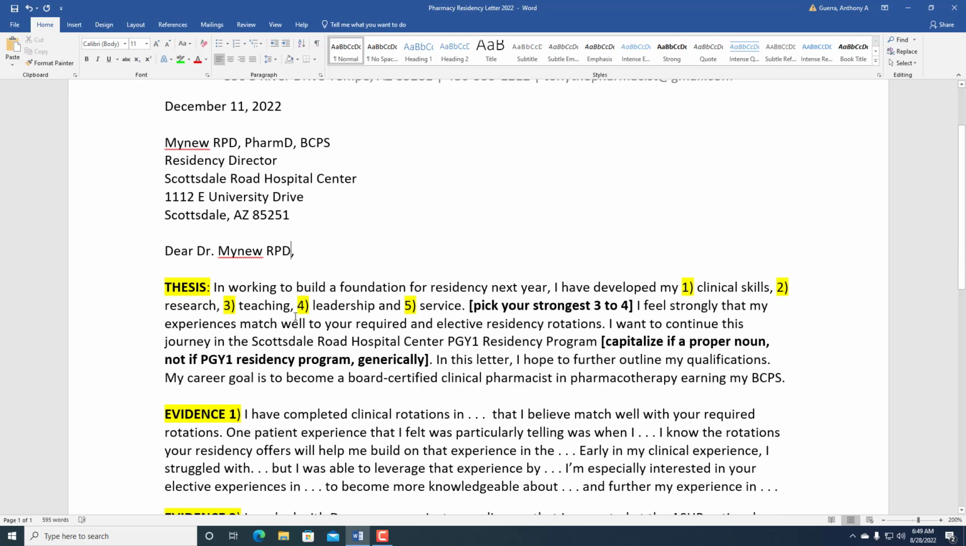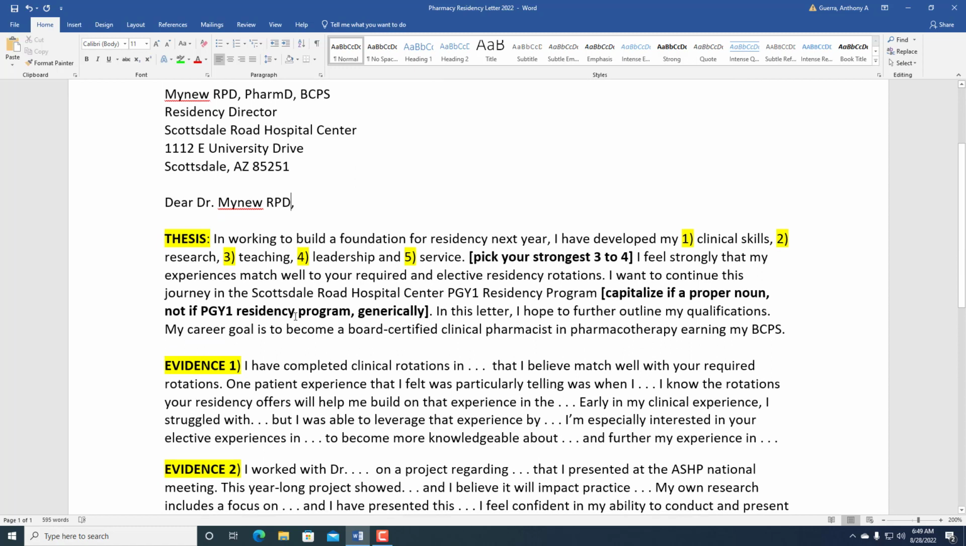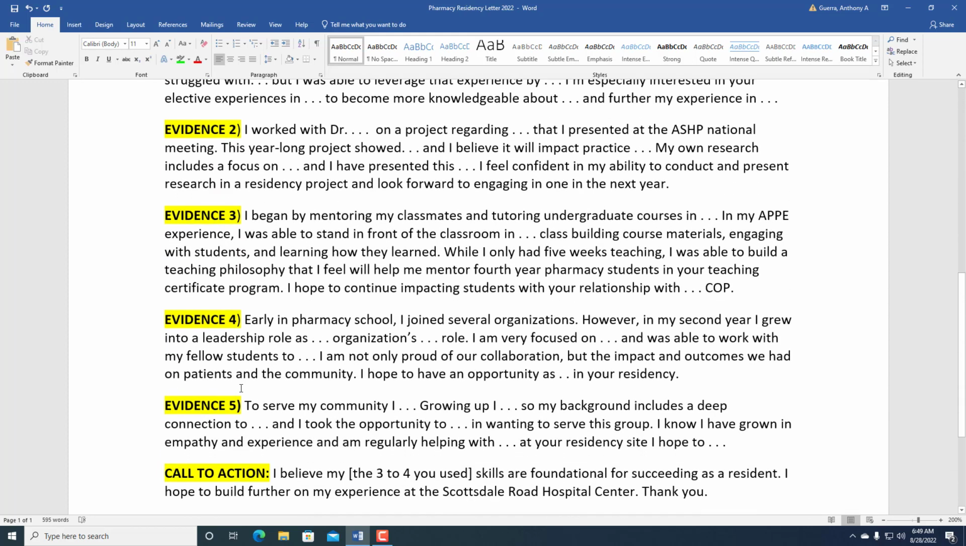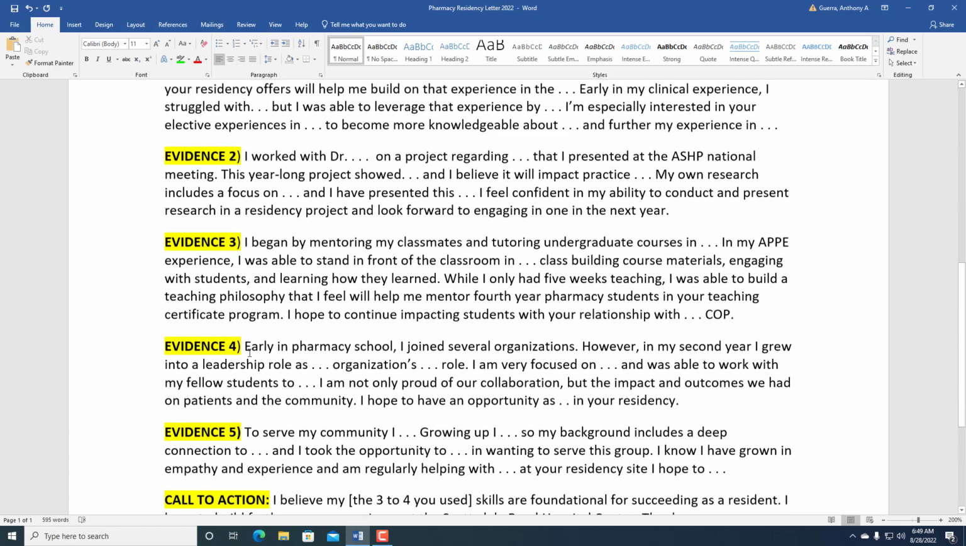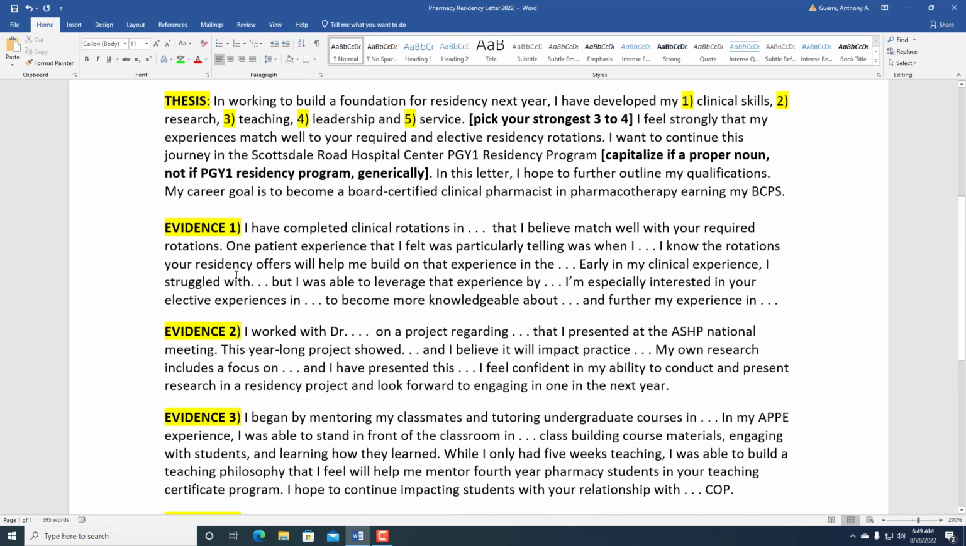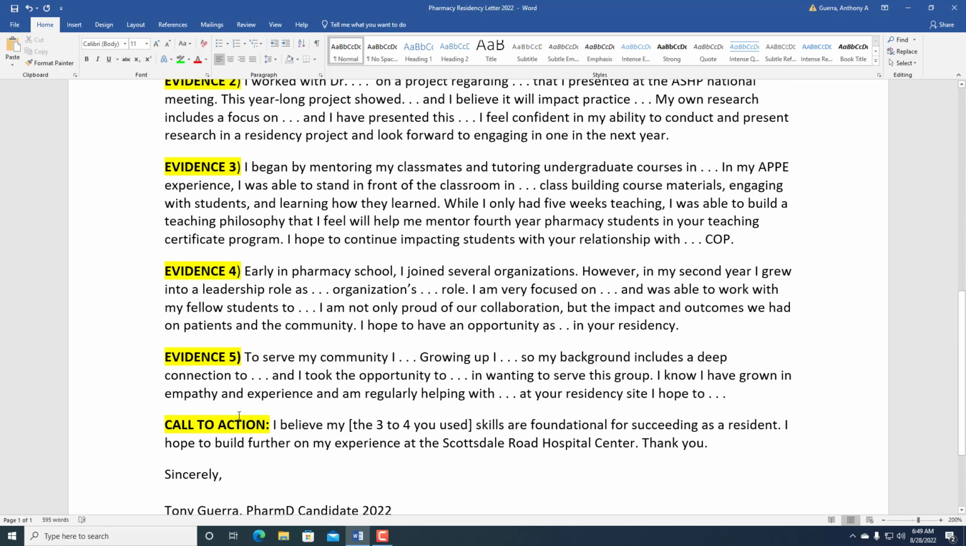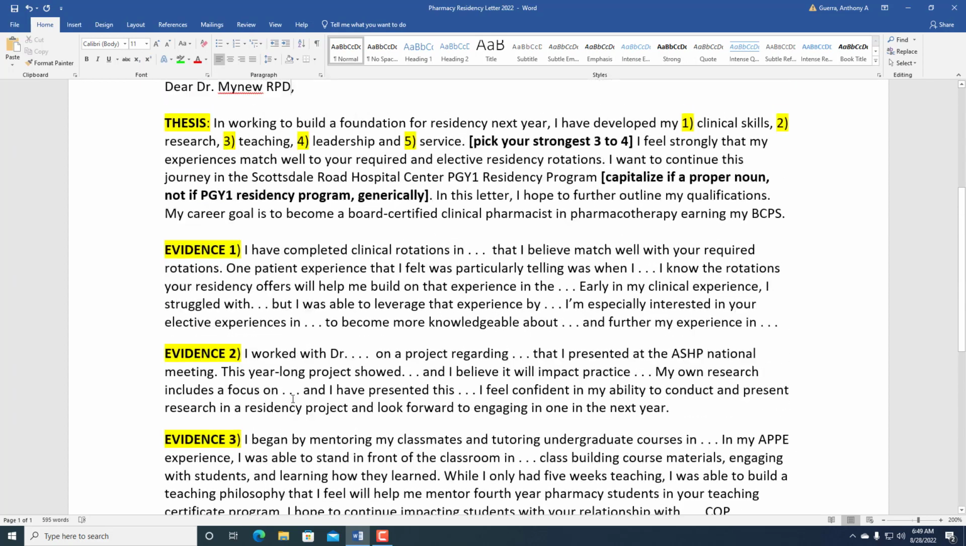All right, so first thing I want to teach you about writing is thesis. You're going to write a thesis, and you're going to follow it with evidence. So here's the thesis. Here's the first thing you'll talk about, second thing you'll talk about, and I put them in yellow. Third thing, fourth thing, fifth thing. You'll actually only do probably 3 or 4. I'm just going to go through all 5 that are possible. And then a call to action. You might have heard this as a conclusion, but your call to action is for them to interview you. That is the call to action.